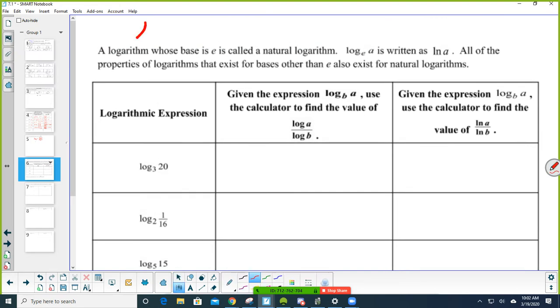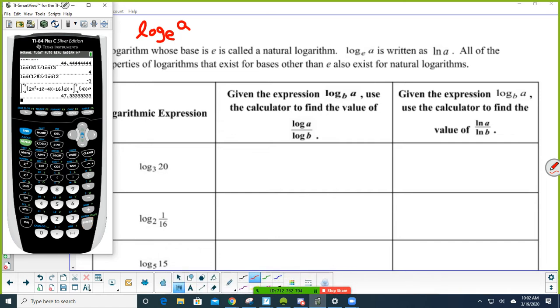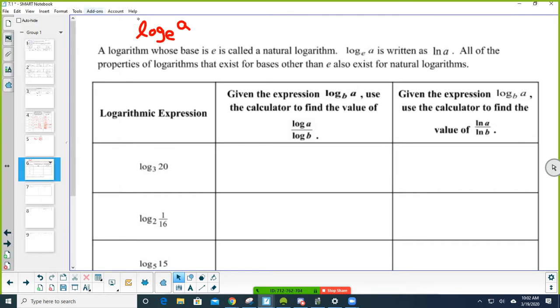So I need you all to write down log base e of a. And remember, e is just a number. If you look at your calculator, e is just that number, right? Just like how pi is 3.14, blah, blah, blah, e is 2.718, and it keeps on going. So it's just a number, just like any other number we had down there.